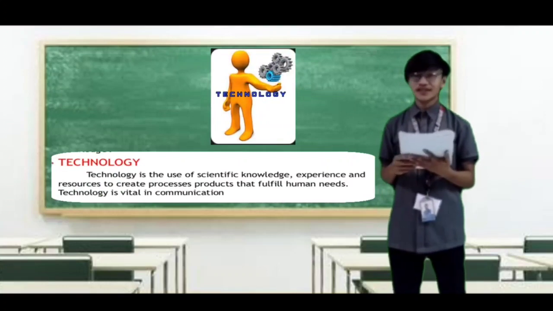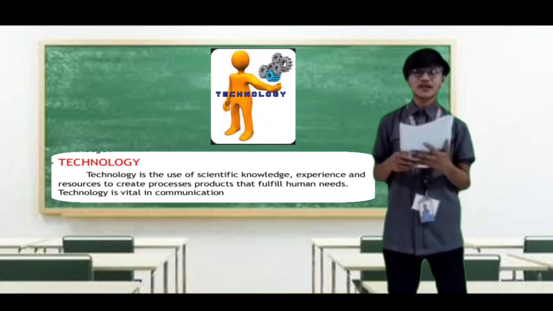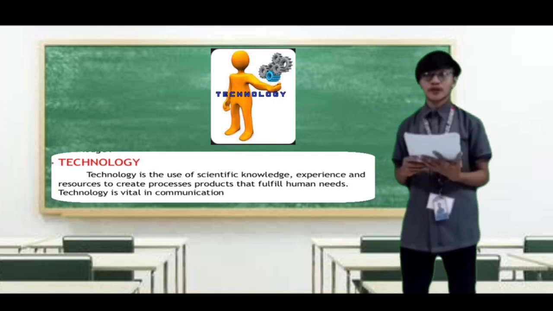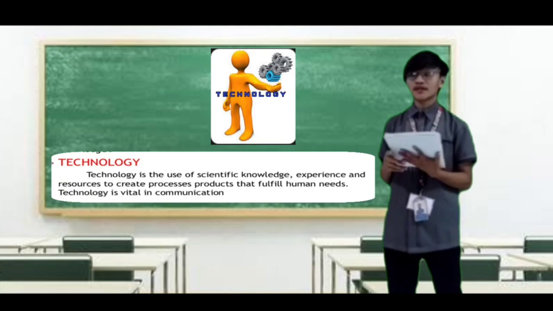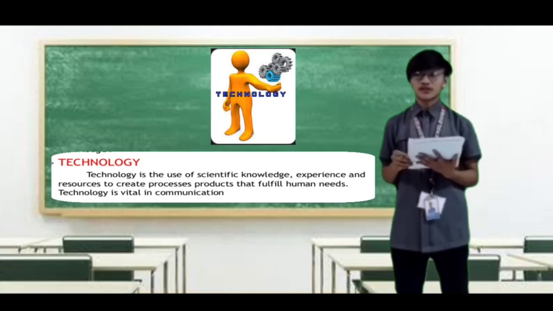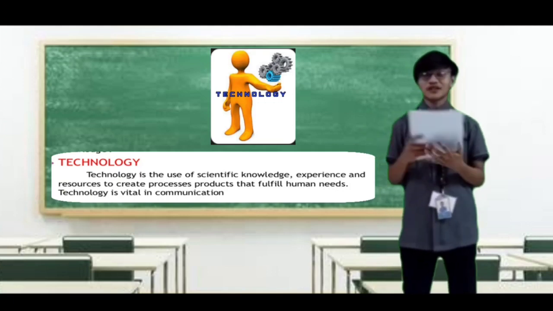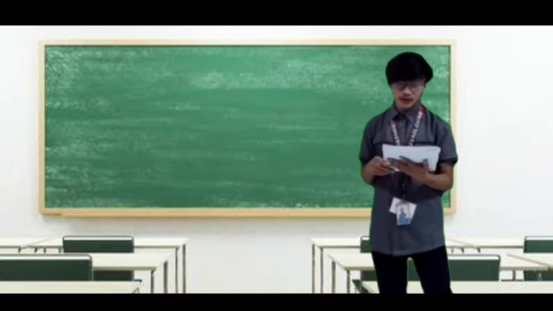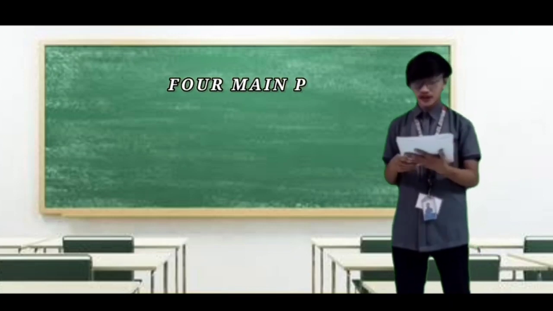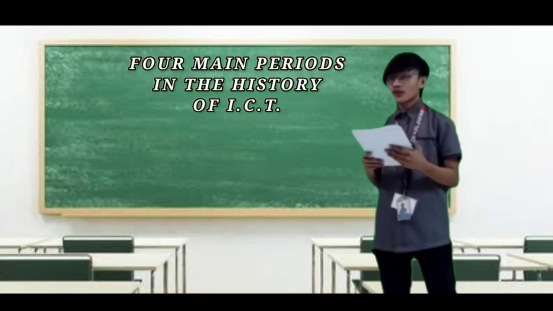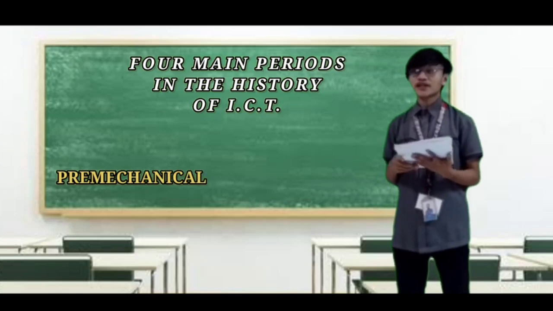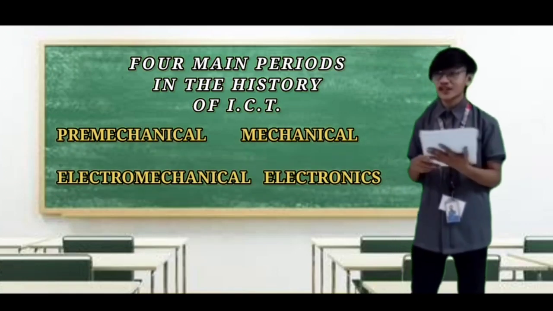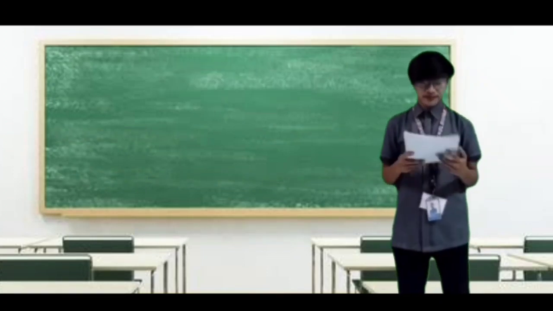We also have technology. Technology is the use of scientific knowledge, experience, and resources to create processes and products to fulfill human needs. Technology is vital in communication. In ICT, we also have 4 main periods in the history of ICT: the pre-mechanical period, the mechanical period, the electromechanical period, and the last one, the electronic period.